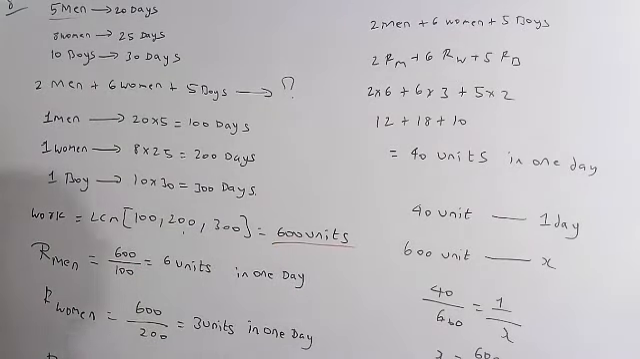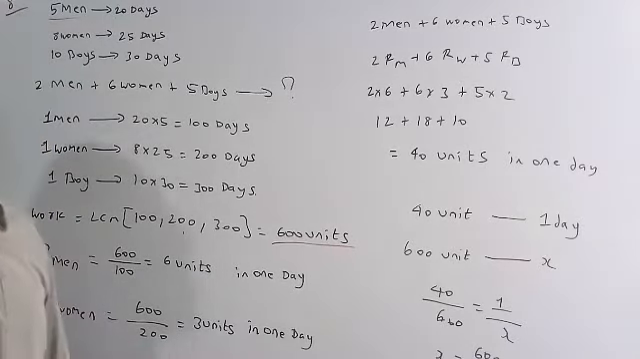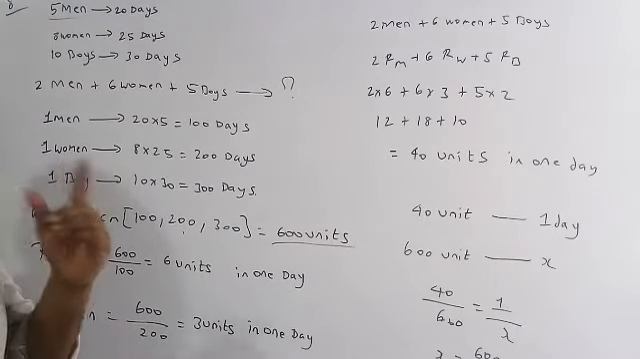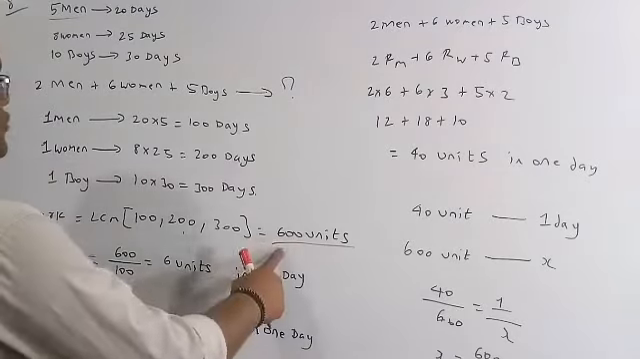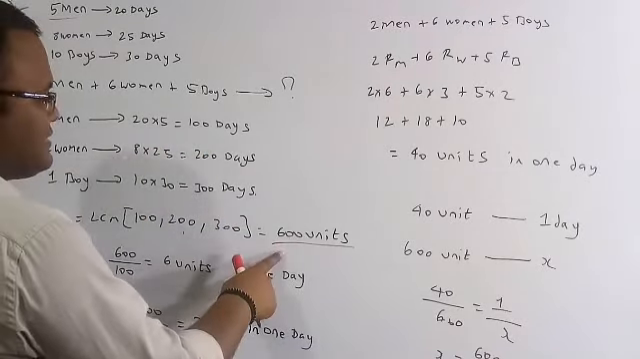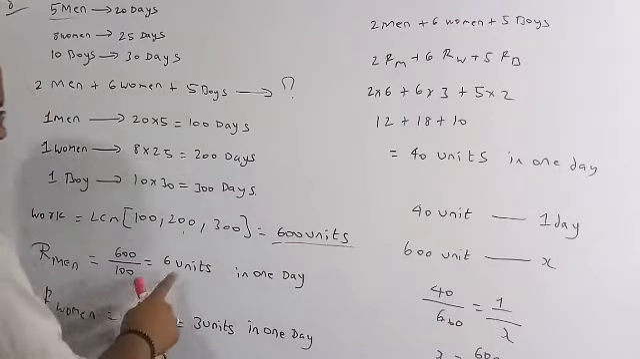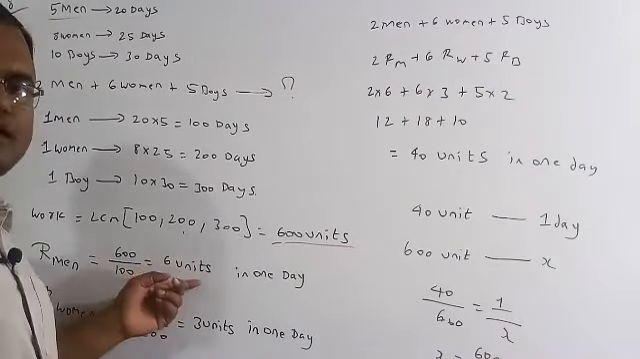So here the rate of men means how much work 1 man can do in a day. The rate of men is how much work only 1 man can do in one day. This is nothing but 600 units by 100 days, because 1 man can do it in 100 days but the total work is 600. So 600 by 100 is nothing but 6. Therefore 1 man can do 6 units of work in one day.